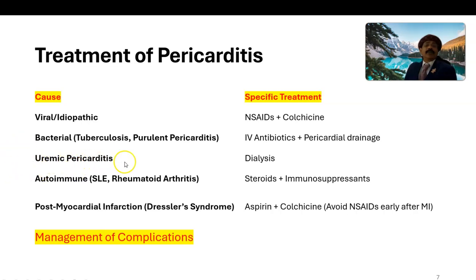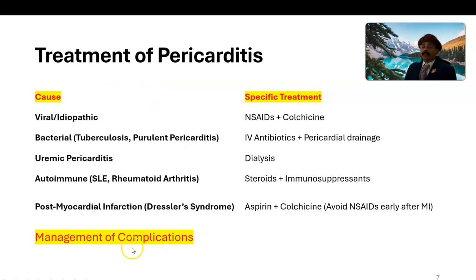Uremic pericarditis: the management is by dialysis. Autoimmune conditions like systemic lupus erythematosus and rheumatoid arthritis, if this is the cause, then management is by steroids like prednisolone and other immunosuppressants. Post-myocardial infarction, Dressler syndrome: management by aspirin and colchicine; we avoid NSAIDs early after MI.